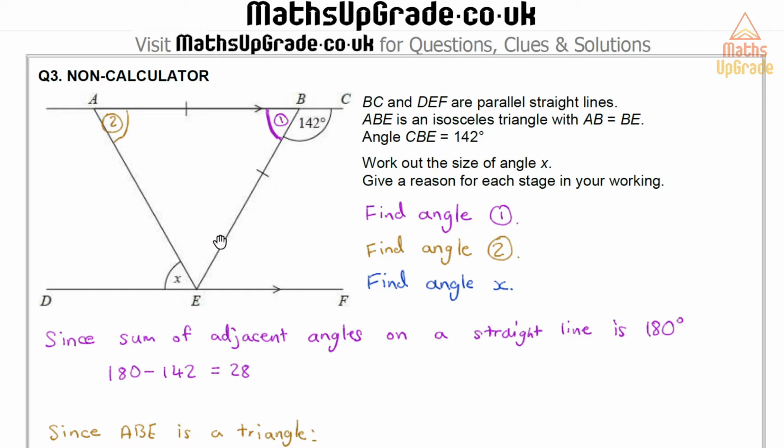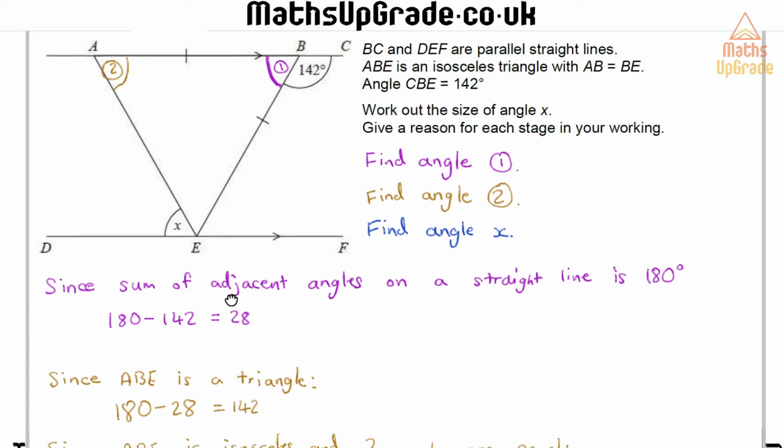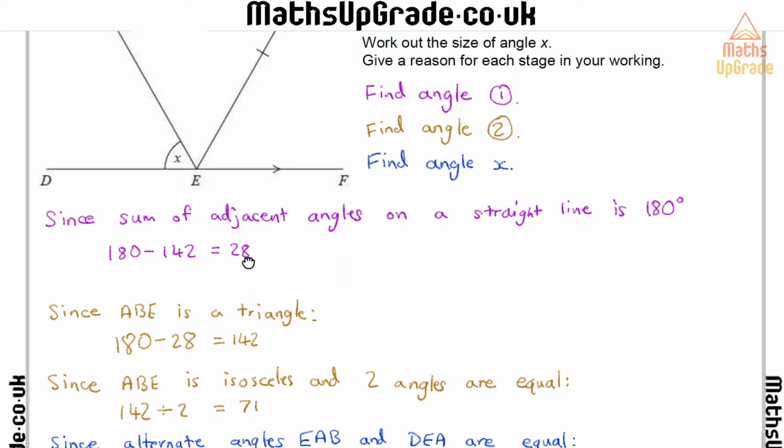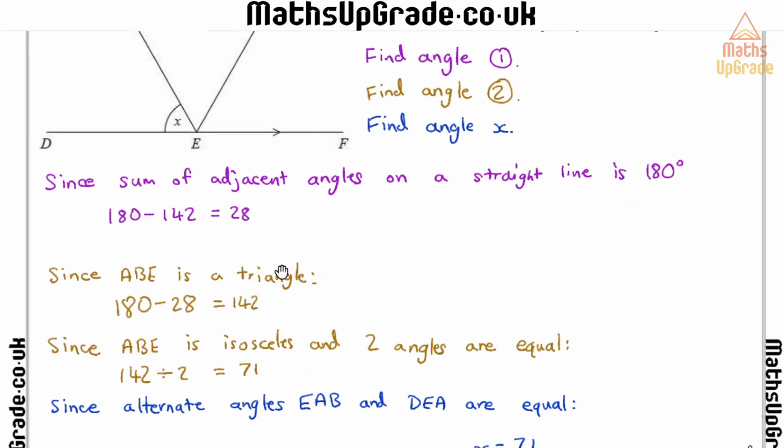Secondly, since ABE is an isosceles triangle, I can find the sum of these two angles by doing 180 minus the angle I've just found. That gives us 142 again. So 142 is the sum of these two angles here. But these two angles are going to be equal, remember, because it's an isosceles triangle, just turned on its side. So, because these are equal, I can divide 142 by 2 to give me 71 degrees. So this angle 2 here is 71 degrees.